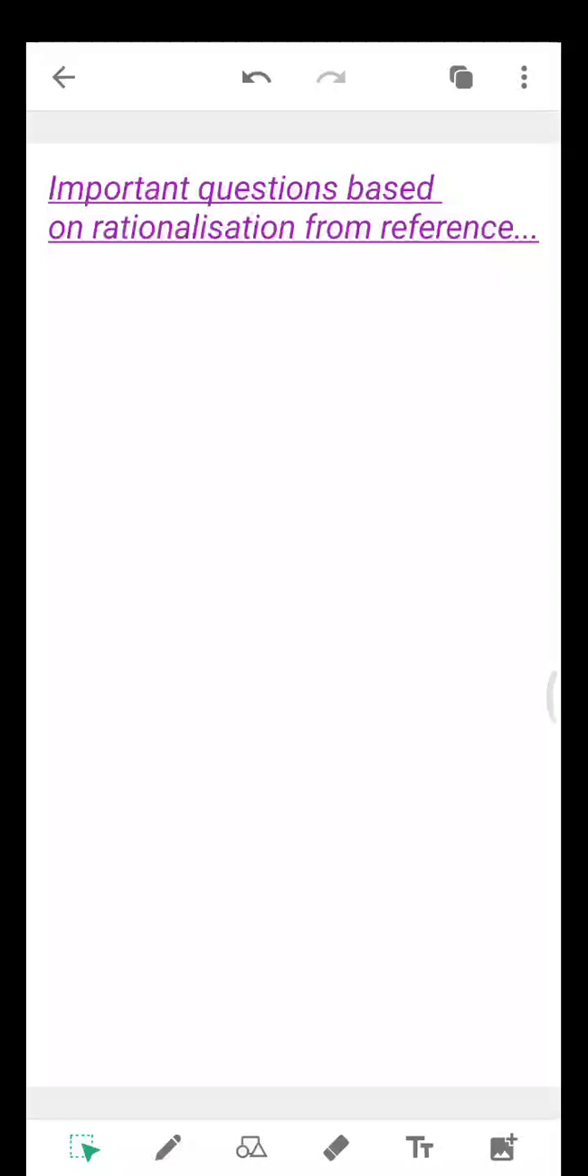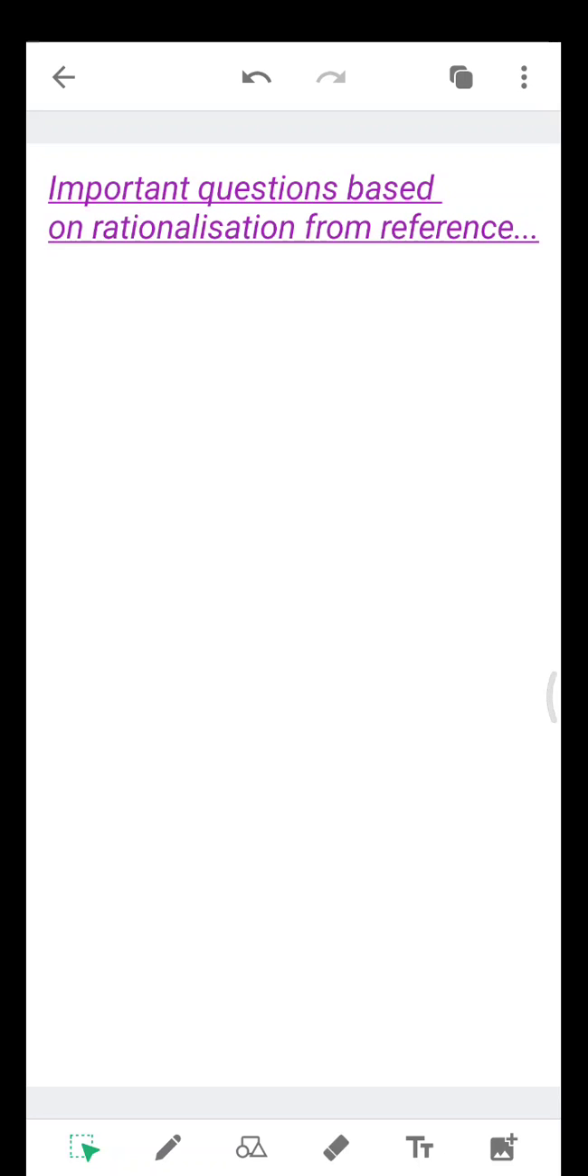Welcome back everyone. In today's session we are going to see a few important questions based on rationalizing the denominator. We have done many questions from the textbook. We learned how to rationalize the denominator. Even you wrote a test in Google Forms. But those are not enough for you. You need to practice the rationalization concept from reference also. So today we are going to do a few questions from reference which are very simple. Let's begin with it now.